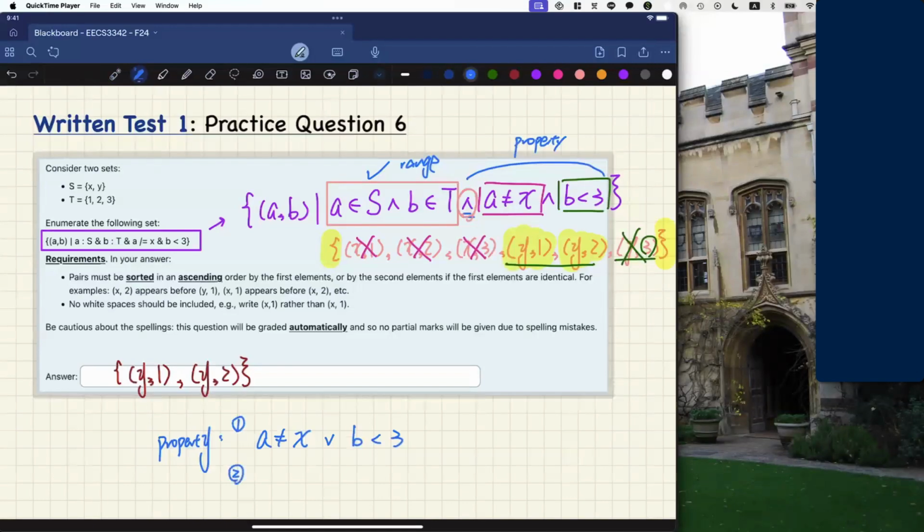Also, number 2, what about A not equal to X implies B less than 3? I'm just enumerating all the possible logical operators. Or you can also try, in another case, A not equal to X or B less than 3. So these are 3 possible exercises you can do. Any question here?